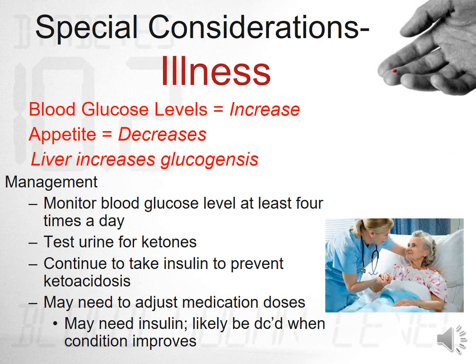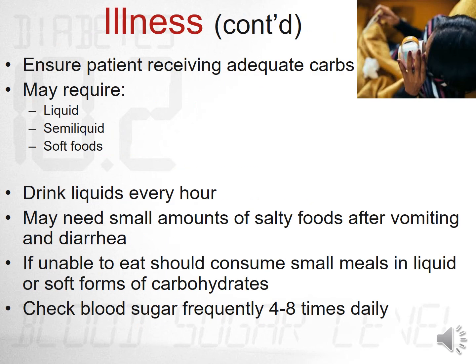Special considerations: the blood glucose levels increase with illness, while the appetite decreases and the liver increases gluconeogenesis. How do we manage this? We monitor blood glucose levels at least 4 times a day. We test urine for ketones. We continue to take insulin to prevent ketoacidosis. May need to adjust medication doses. May need insulin, likely be DC'd when condition improves.